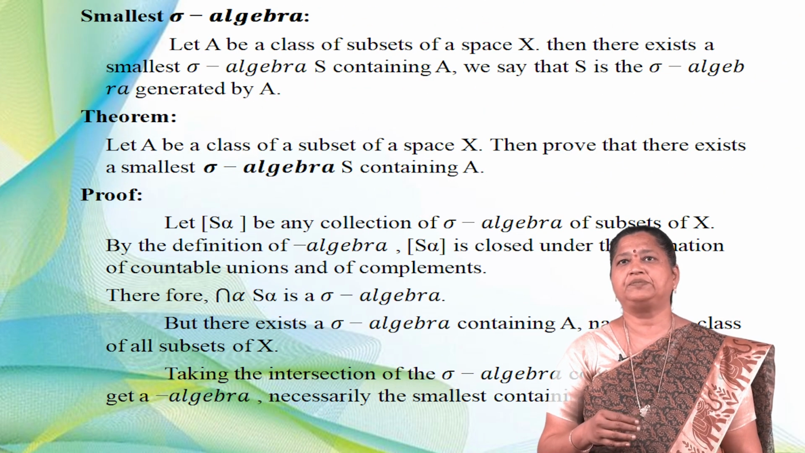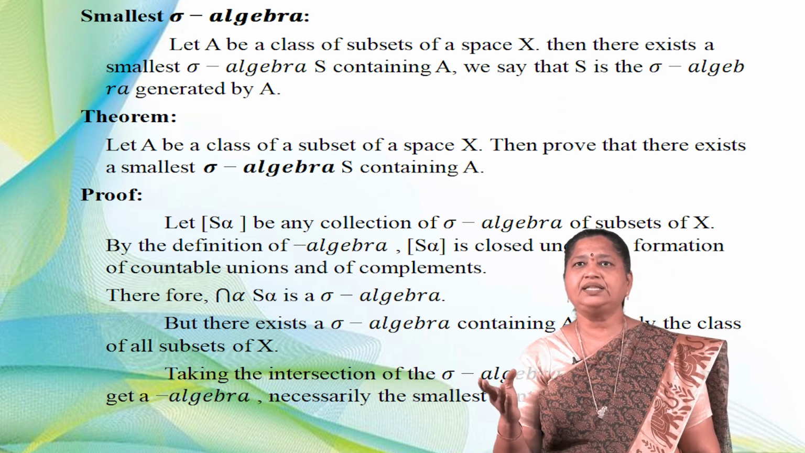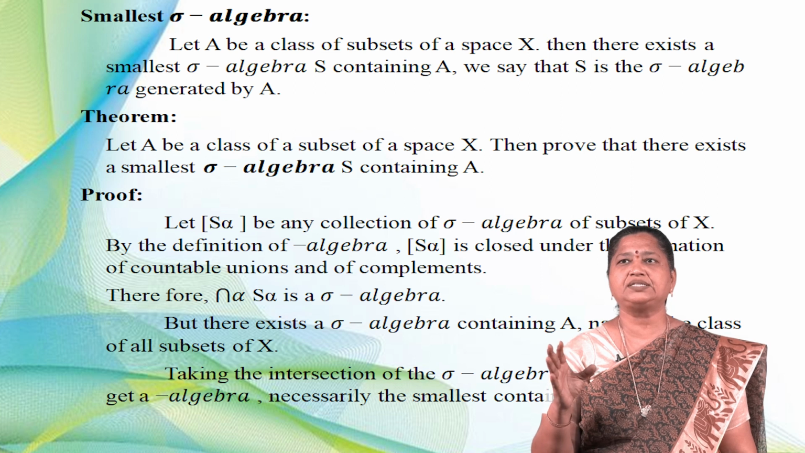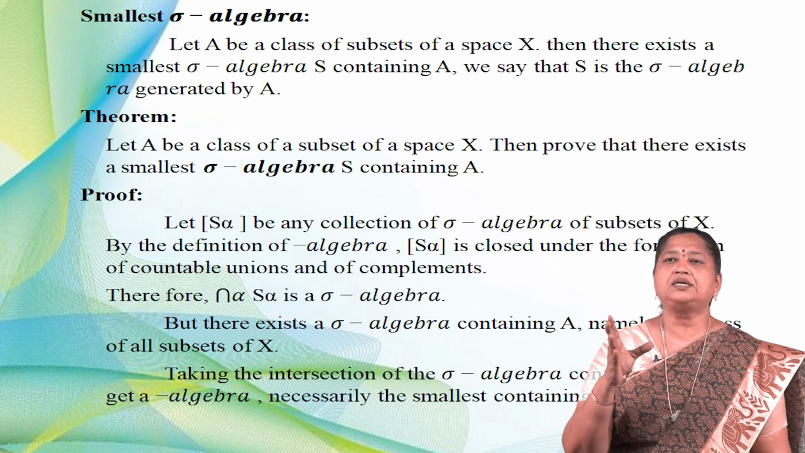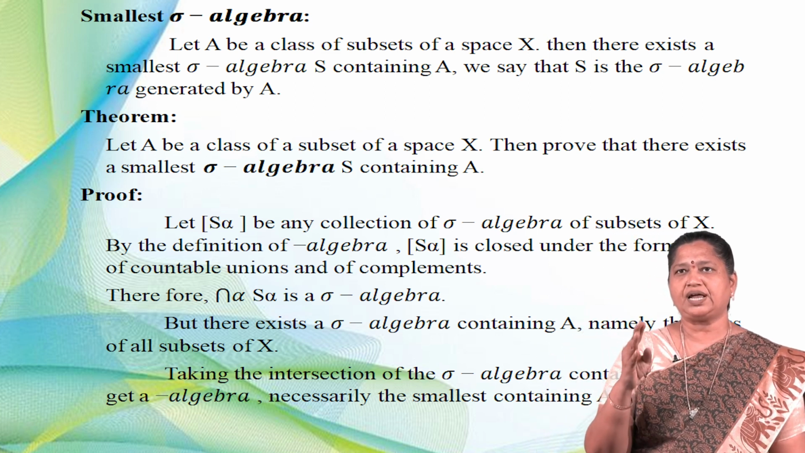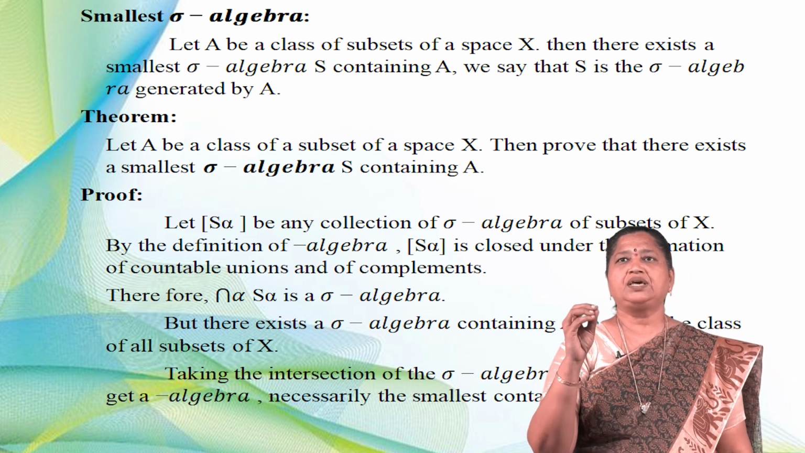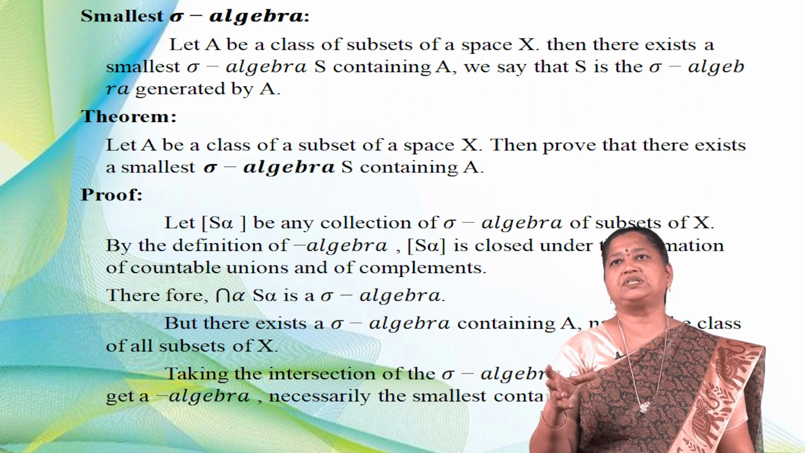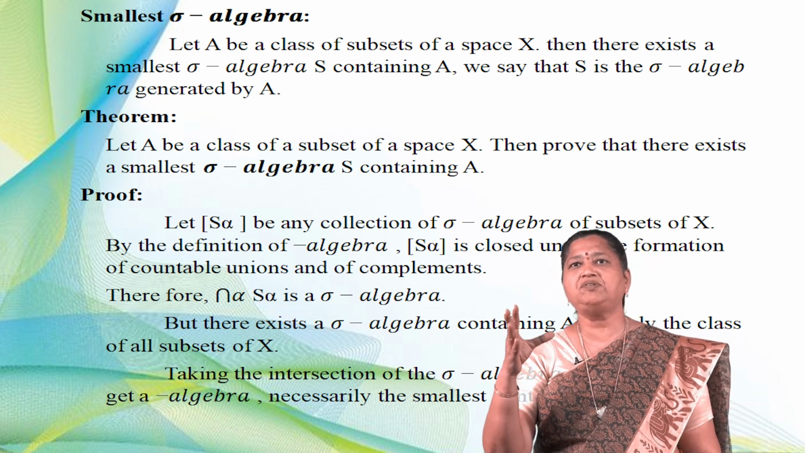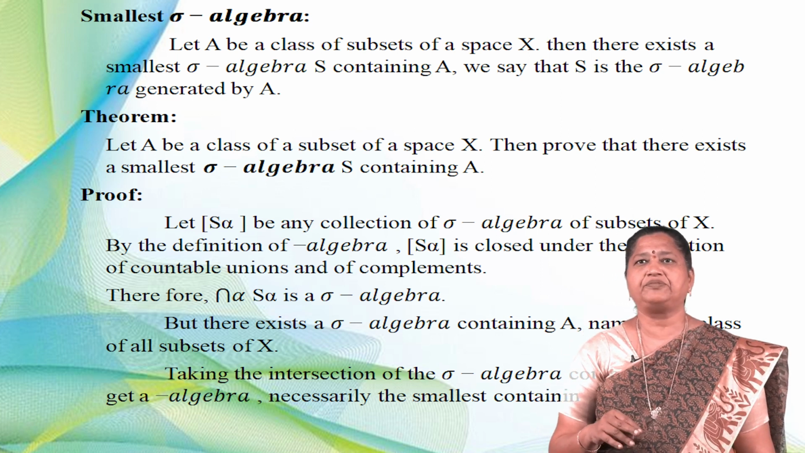Smallest sigma algebra. Let us take A as a class of subsets of space X. Then there exists a smallest sigma algebra S containing A. We say that S is the sigma algebra generated by A. Already you know what a sigma algebra is: a sigma algebra is closed under countable unions and complements. So here, the smallest sigma algebra S containing A is what we call the sigma algebra generated by A. That is the smallest sigma algebra definition.